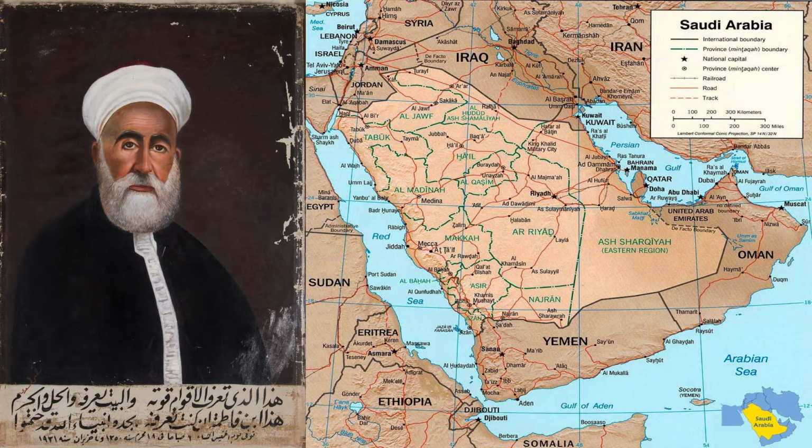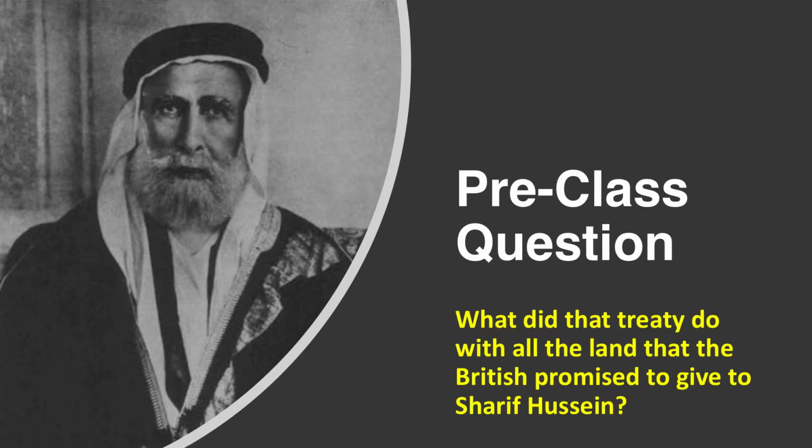toward the end of World War I, and the Arabs began following new nationalist leaders. One of the leaders living in Mecca in the Hijaz was Sharif Hussein bin Ali. He was the Sharif of Mecca, and that is a painting of him right there. One of the questions I ask you is, what did that treaty do with all the land that the British promised? Remember that he met with the British leaders in Cairo, McMahon, and I want to say Lord Kitchener, but it's slipping my mind, but definitely McMahon.